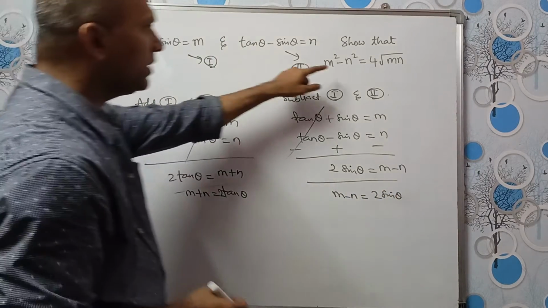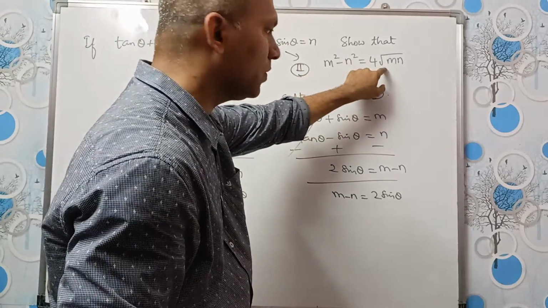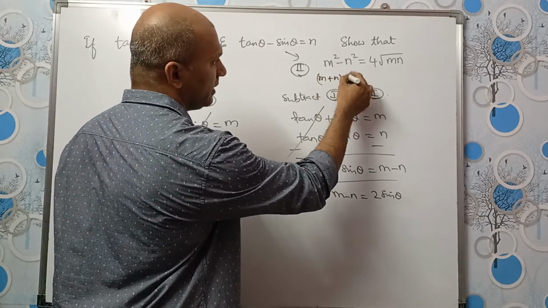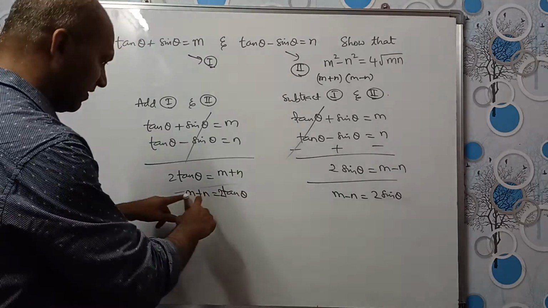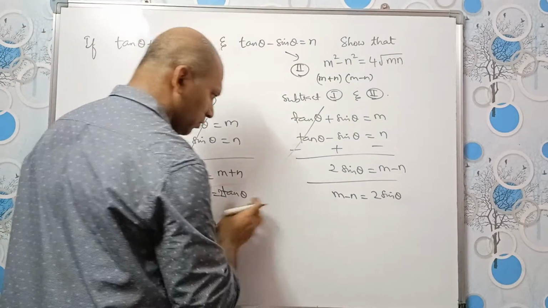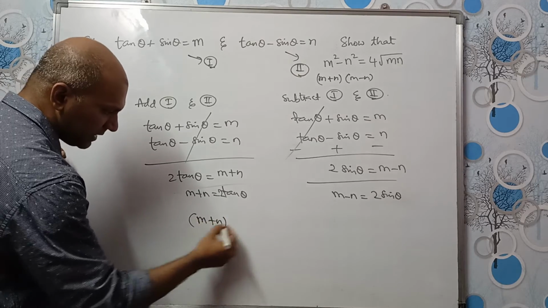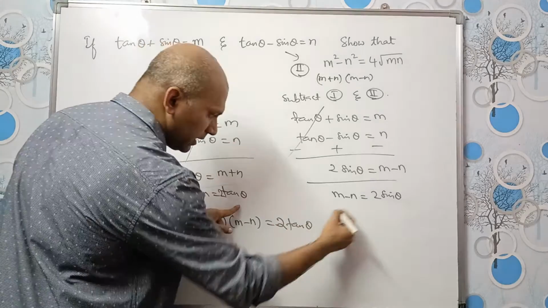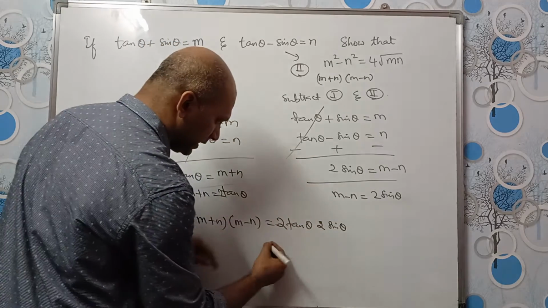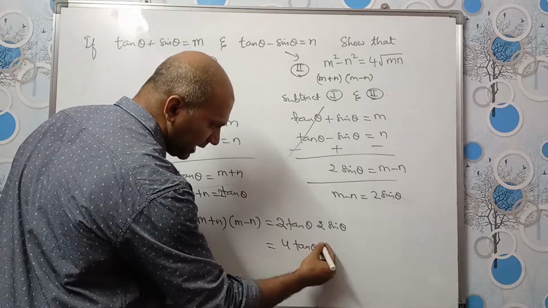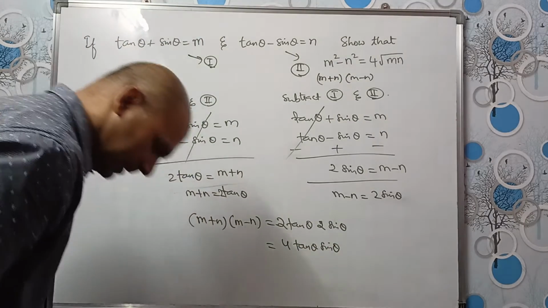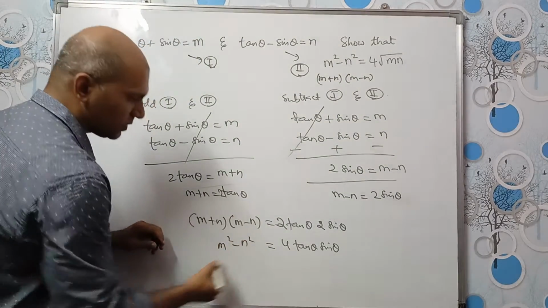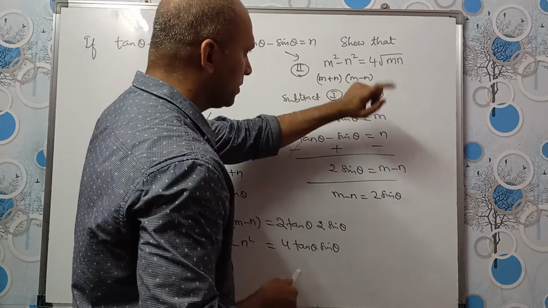Okay, now see, what do we need? We need m square minus n square is equal to 4 root of mn. Here it is m square minus n square. M square minus n square is m plus n times m minus n, right? So we need to multiply these two. So m plus n times m minus n will be equal to 2 tan theta and 2 sin theta. So this will be 4 tan theta multiplied by sin theta. So this is m square minus n square. Okay. Almost got the answer.